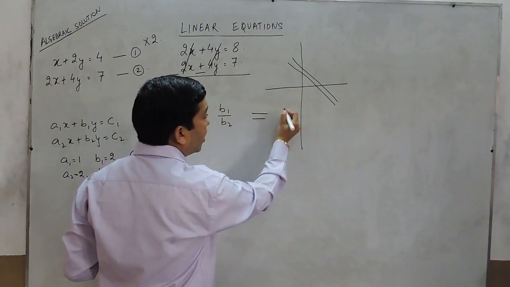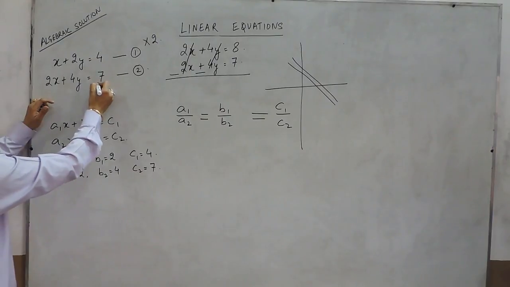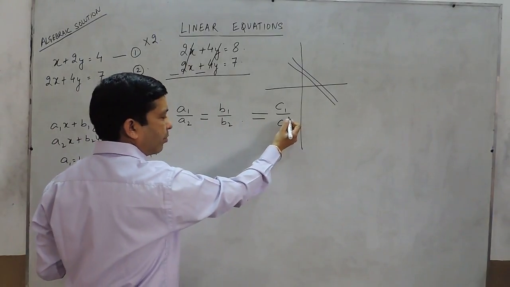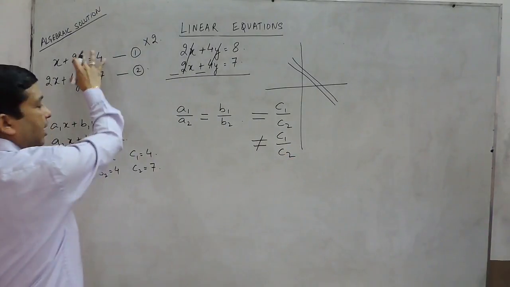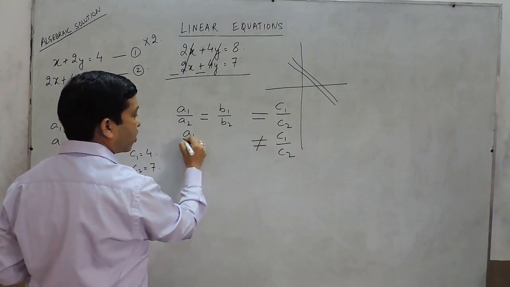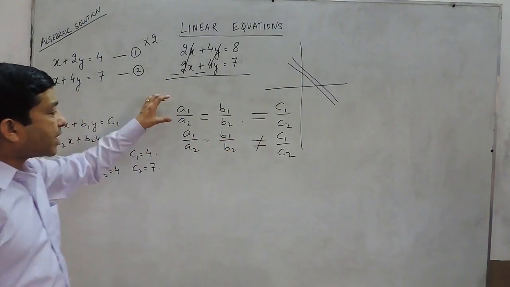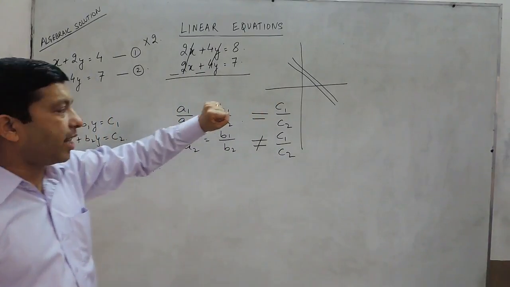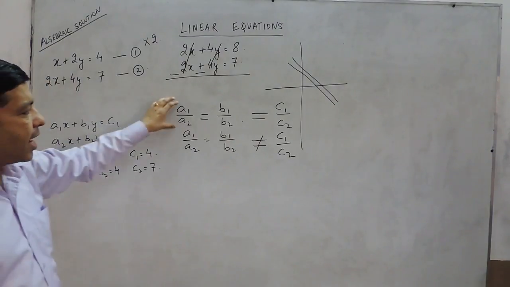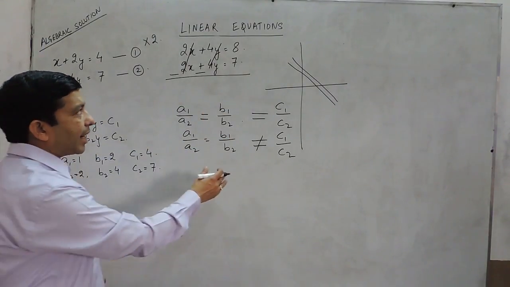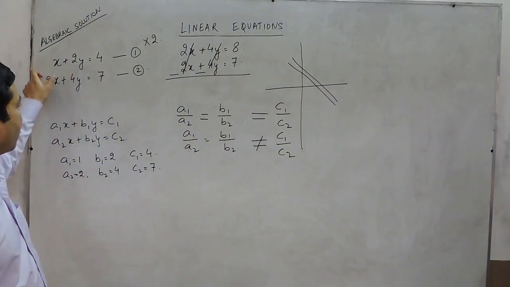Now this can be equal to c1 upon c2. If in case we take the second equation's value as 8, then this is equal to c1 upon c2, and this may be not equal to c1 upon c2 as in the existing case. So there are two cases. In one case, the ratio of the constant values is also equal to the ratio of the coefficients of x and the coefficients of y. In the second case, the ratio of the constant values is not equal to the ratio of the coefficients of x and y.